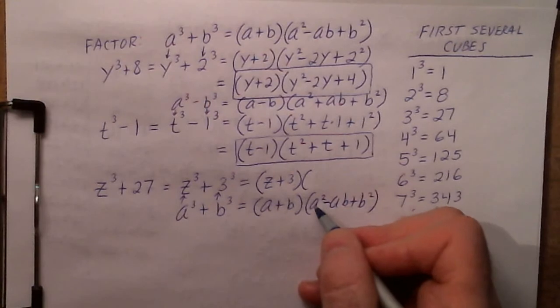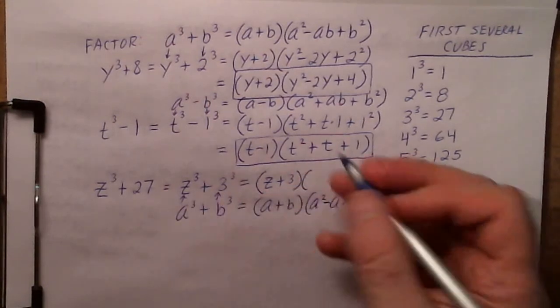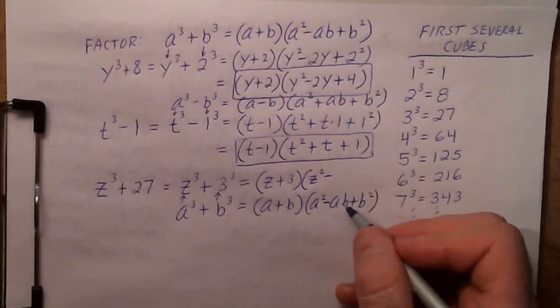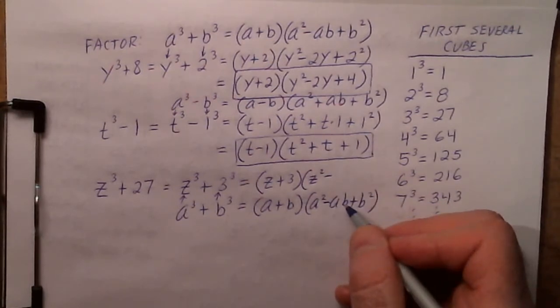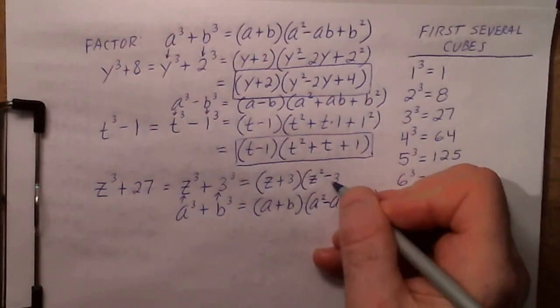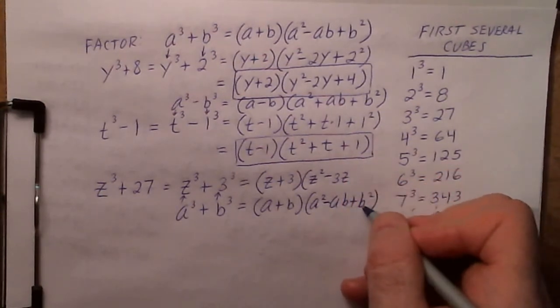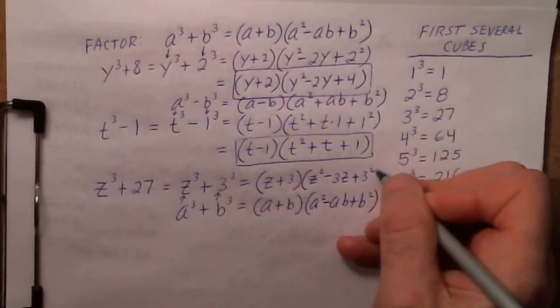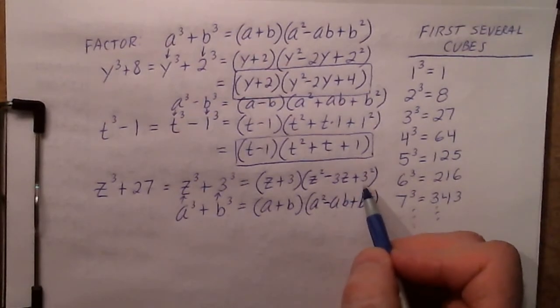times z squared, because we're squaring a. Remember, a is really z. So that's z squared minus z times b. Our b term is a 3, so z times 3 is minus 3z plus 3 squared. Now, we should not leave this 3 squared as 3 squared. We should turn it into a 9.